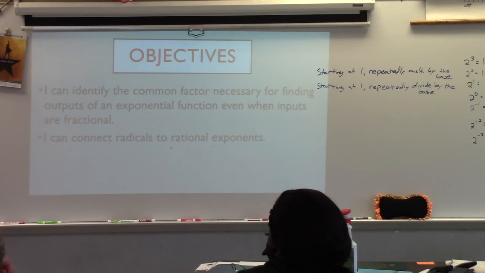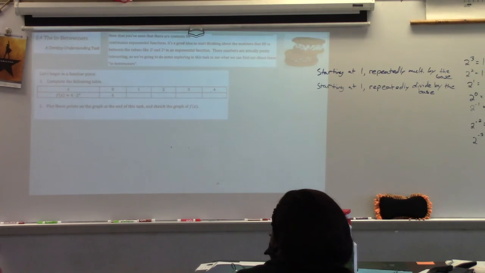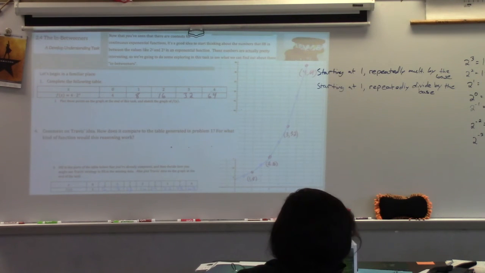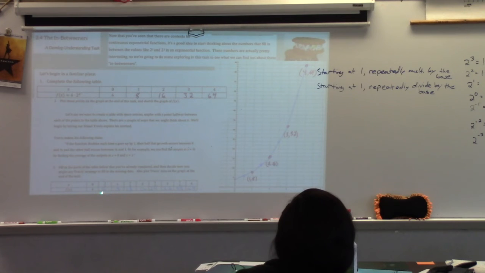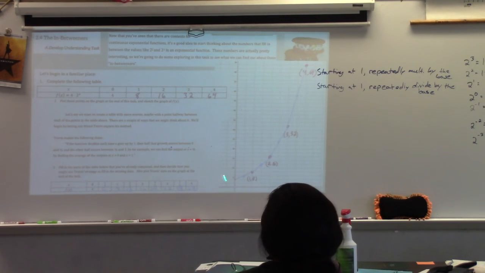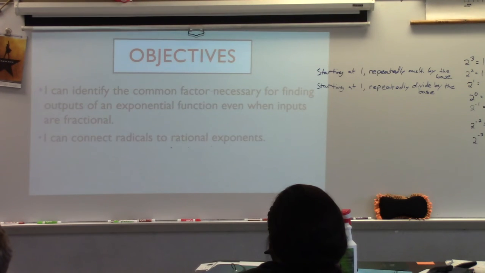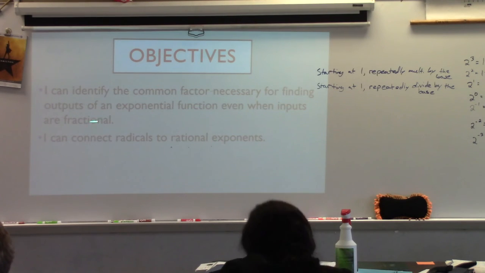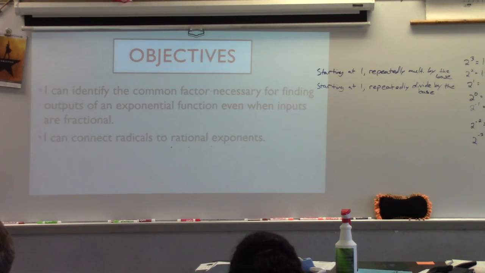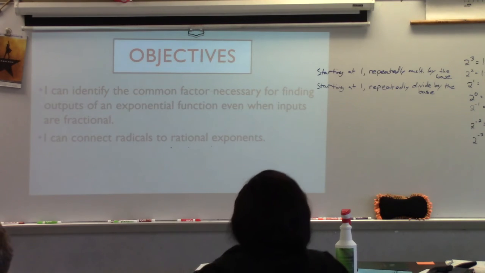So remember, we started yesterday looking at Travis's idea, where he said, hey, we're going to average each of those outputs, right? However, we ran into some issues. So we're trying to look at this idea of how are we going to find the outputs for an exponential function even when those inputs are fractional. We can't just average those things, and we'll talk about that in a second.